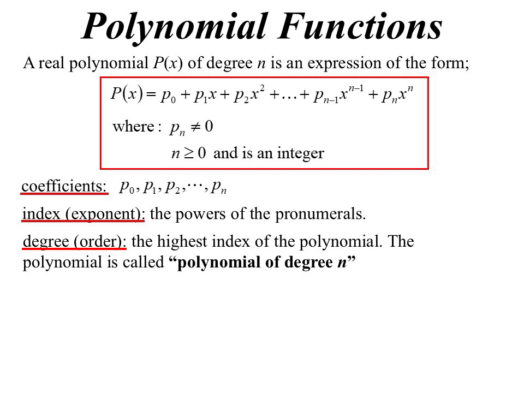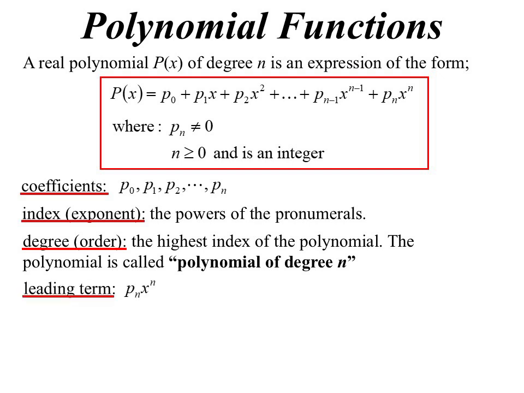Because if Pn was equal to 0, then that term wouldn't exist, and then the highest power would be n minus 1, and it wouldn't be a polynomial of degree n, it'd be a polynomial of degree n minus 1. It's trivial, I suppose, but that's why technically Pn can't equal 0.